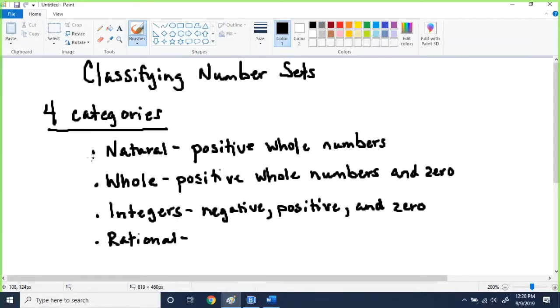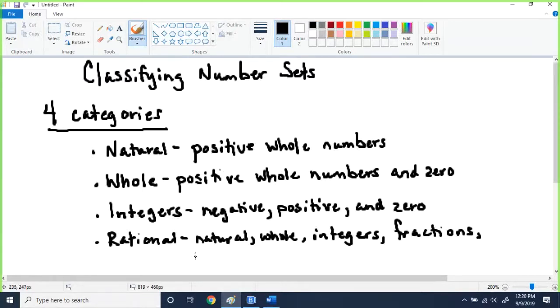And your rational number is going to include the first three sets. So it's going to be natural numbers, whole numbers, and integers. And it's also going to include fractions and two types of decimals. So we have terminating decimals and repeating decimals.